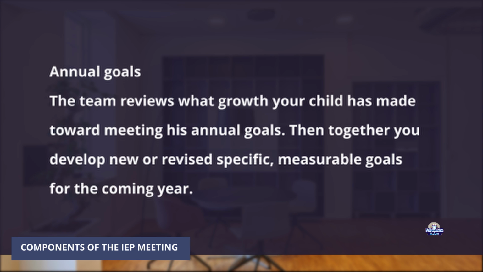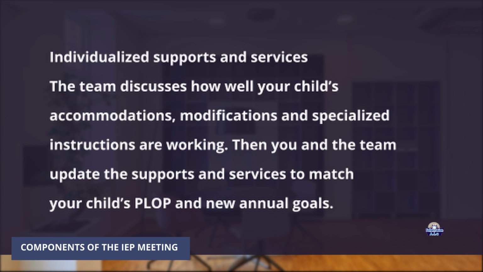Annual goals. The team reviews what growth your child has made towards meeting his annual goals. Then together you develop new or revised specific, measurable goals for the coming year. Individualized supports and services. The team discusses how well your child's accommodations, modifications, and specialized instruction are working. Then you and the team update the supports and services to meet your child's new annual goals.